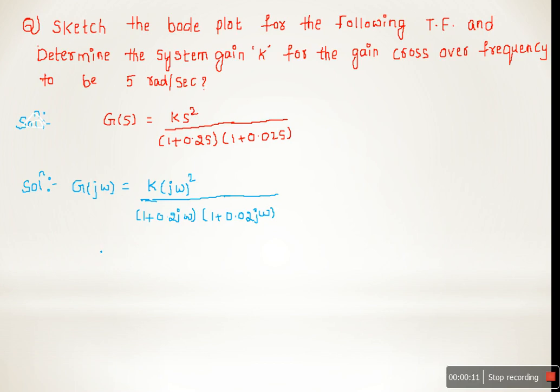Hello everyone. In this video we are going to discuss how to sketch the Bode plot. In order to do that, I am taking an example. The question is: sketch the Bode plot for the following transfer function and determine the value of k if the gain crossover frequency is 5 radians per second.